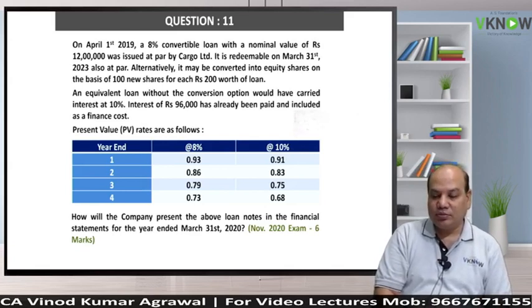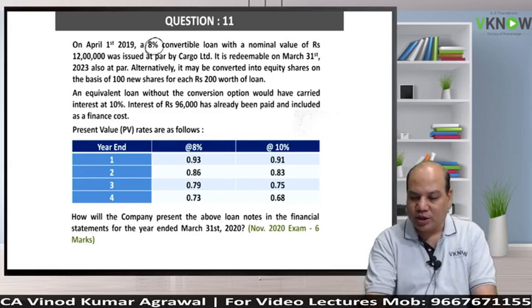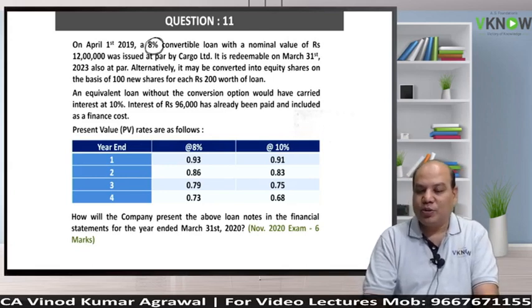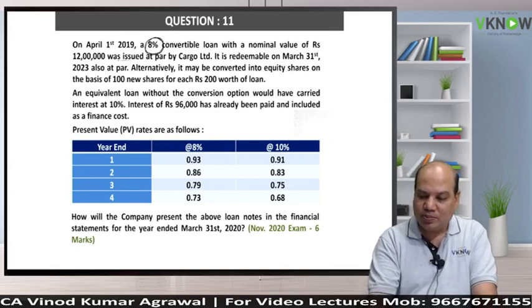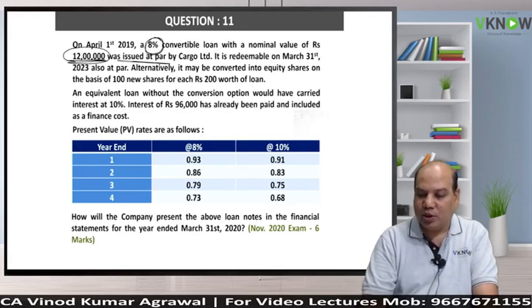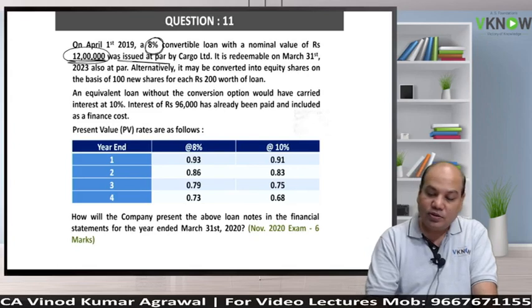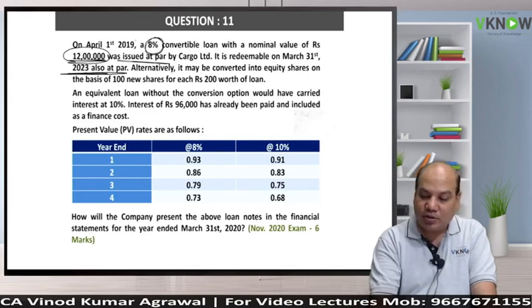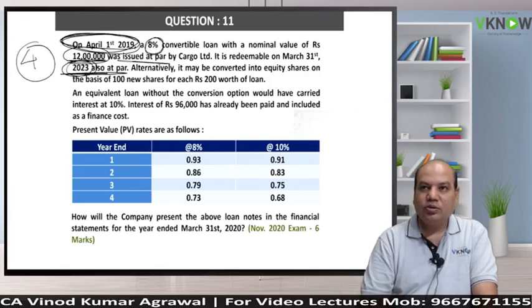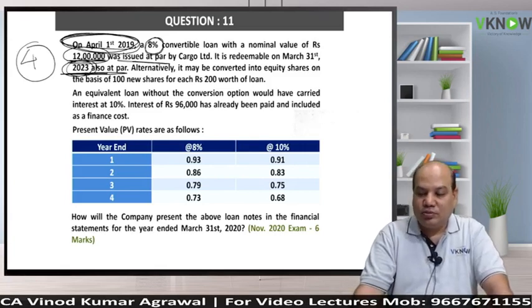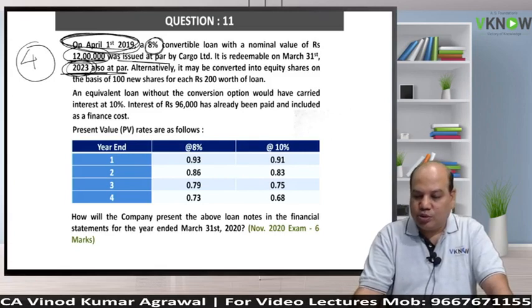On 1st April 2019, exam questions are easy. 8% convertible loan. So 8% is the coupon rate, with a nominal value of rupees 12 lakh, was issued at par. So you realize 12 lakh rupees only. Proceeds are 12 lakh. It is redeemable on 31st March 2023 also at par. What is the date of issue? 1st April 19. What is the maturity date? 23. What is the life of this bond? 4 years. So 4 years we have to do calculation.